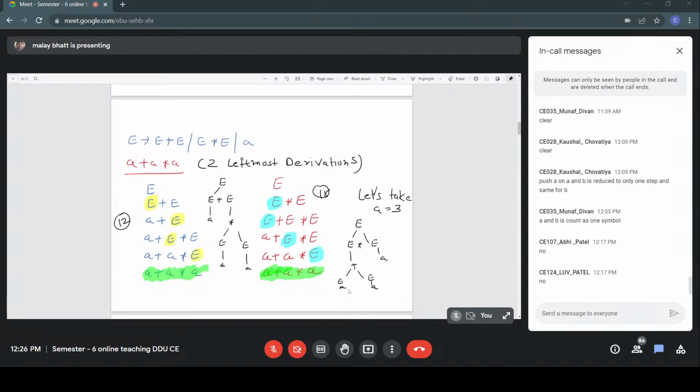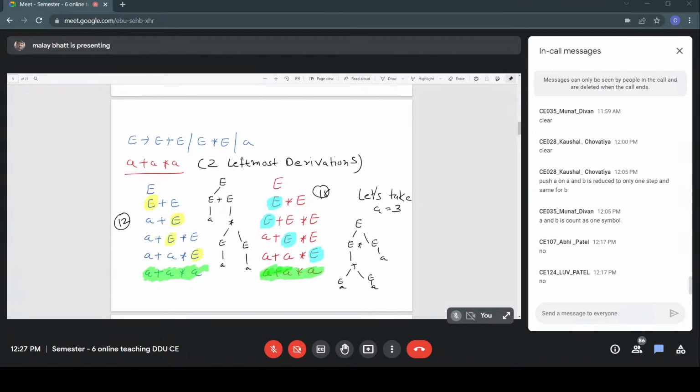Here, if we start from bottom to top to evaluate the expression, 3 plus 3 will be 6. 6 into 3, that is 18. So you will get the value as 18. So you can see the same expression is there, A plus A into A.